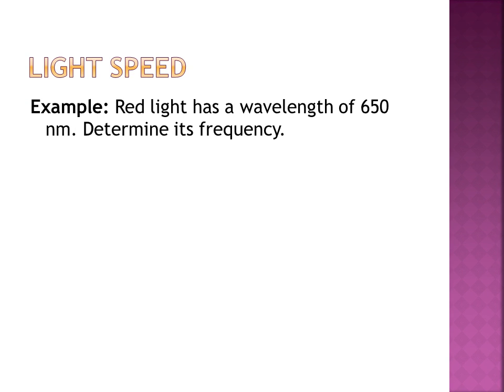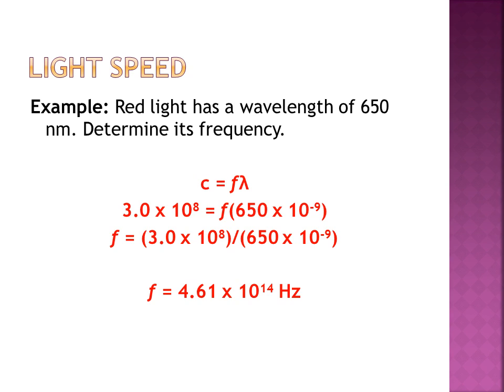Here's an example. Red light has a wavelength of 650 nanometers. Determine its frequency. Here's how you solve that problem. We know light is an electromagnetic wave. It travels at the speed of light, c, which is 3.0 times 10 to the 8th meters per second. We're trying to determine its frequency, and I know 650 nanometers, remember I've got nano memorized now, is 650 times 10 to the negative 9 meters. Divide on both sides. I remember to put those things in parentheses in my calculator, and I calculate my frequency to be equal to 4.61 times 10 to the 14th hertz.